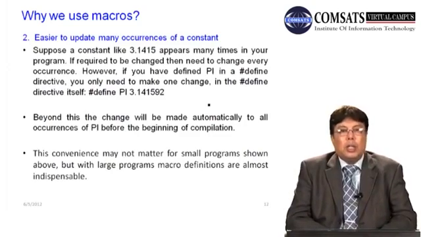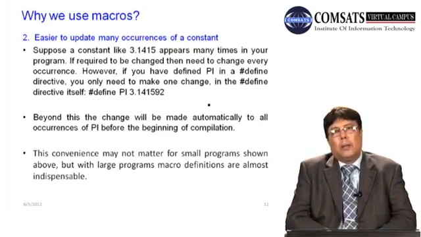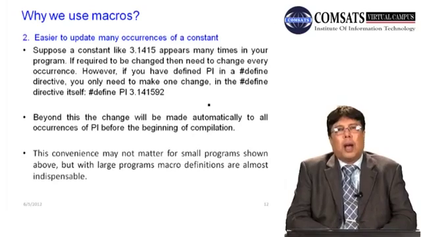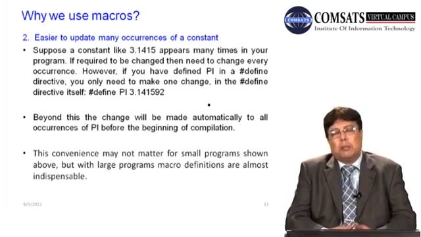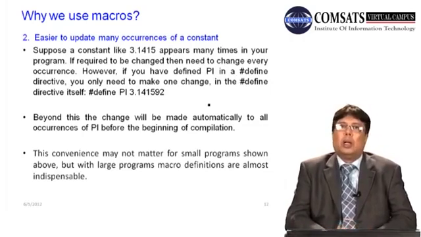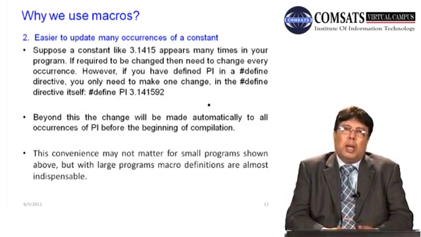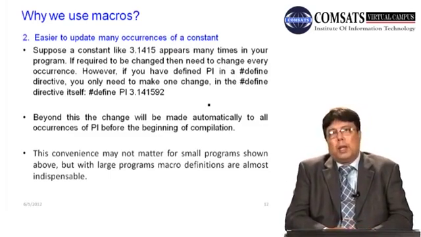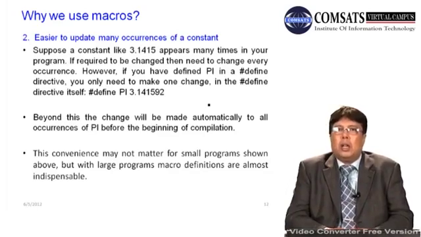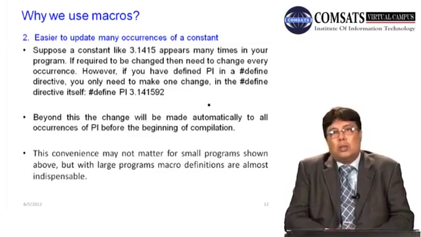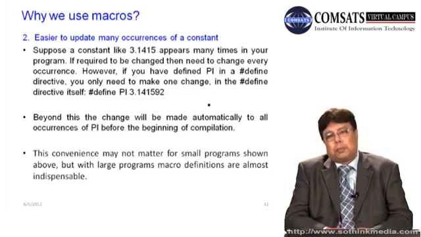The second reason: it is easier to update many occurrences of a constant. Suppose we have defined a loop variable, a loop counter. For example, in the beginning you said that the loop counter should be equal to 25. Once you debug your program and know that it is ready to run with the actual data, this time you want this loop to execute 10,000 times.